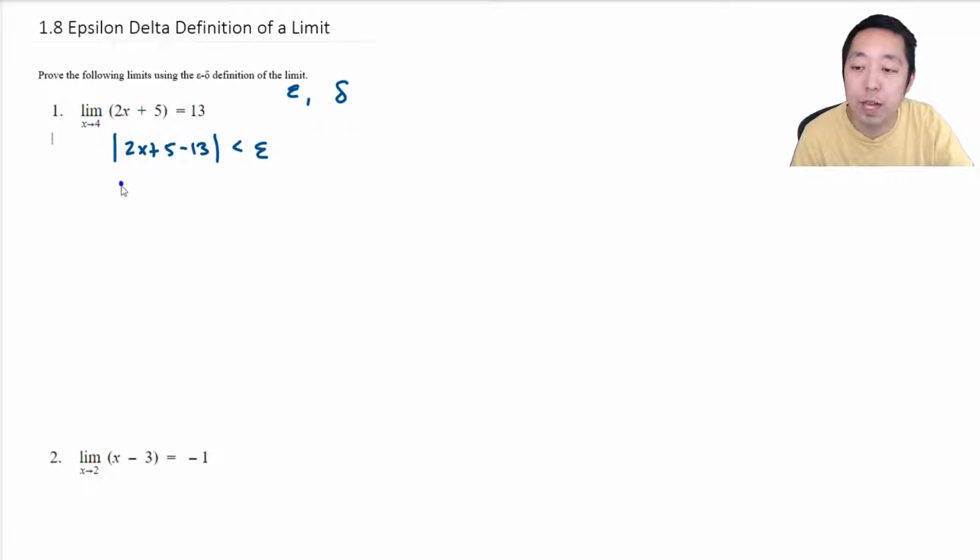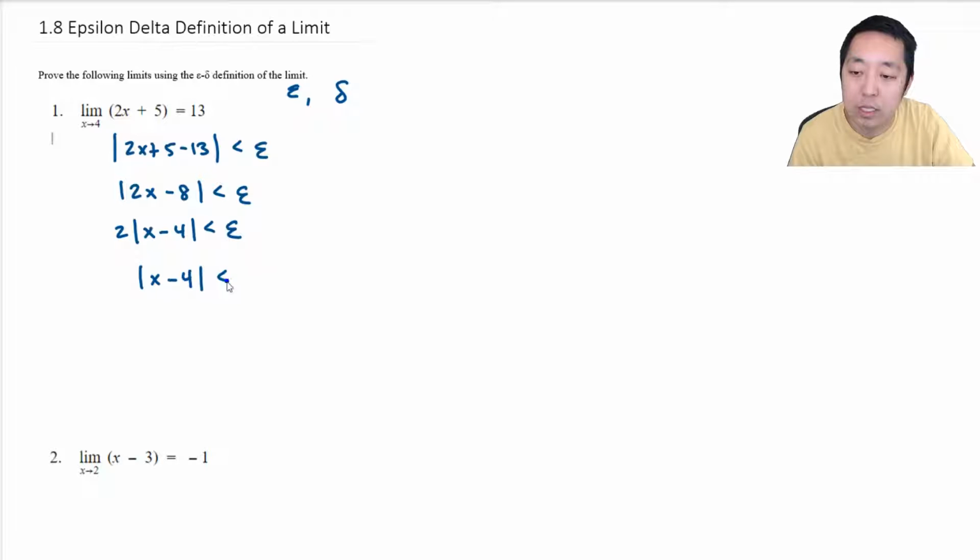So then we have the absolute value of 2x minus 8 is less than epsilon. I can factor out a 2, and the absolute value of x minus 4 is less than epsilon over 2. And so then I get |x minus 4| is less than 1/2 epsilon, and that's equal to my delta here. And now you see, I found that for an arbitrary epsilon, when the y value differs from this 13, the x value differs from 4 by this delta. And that completes the proof.